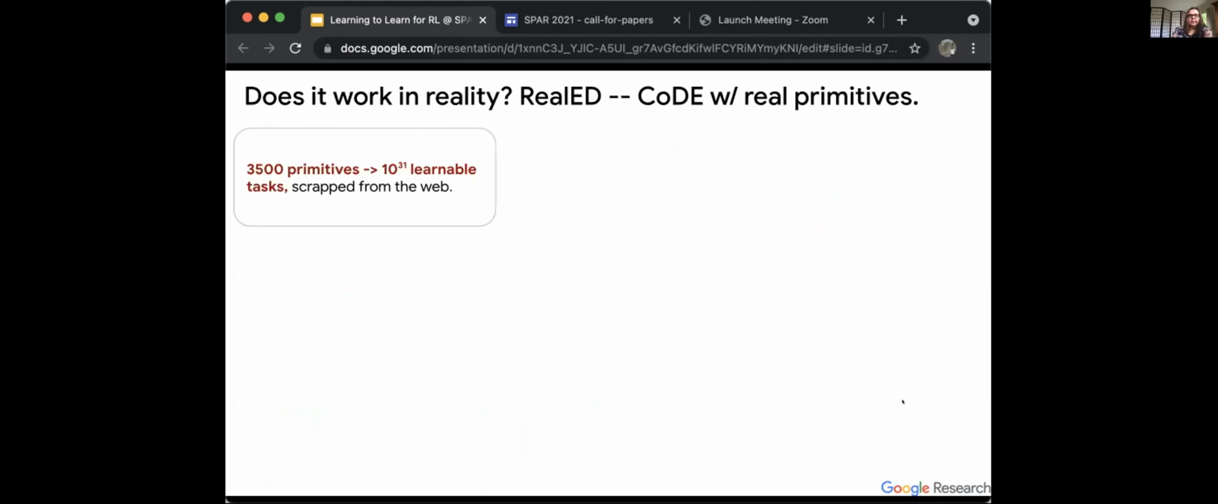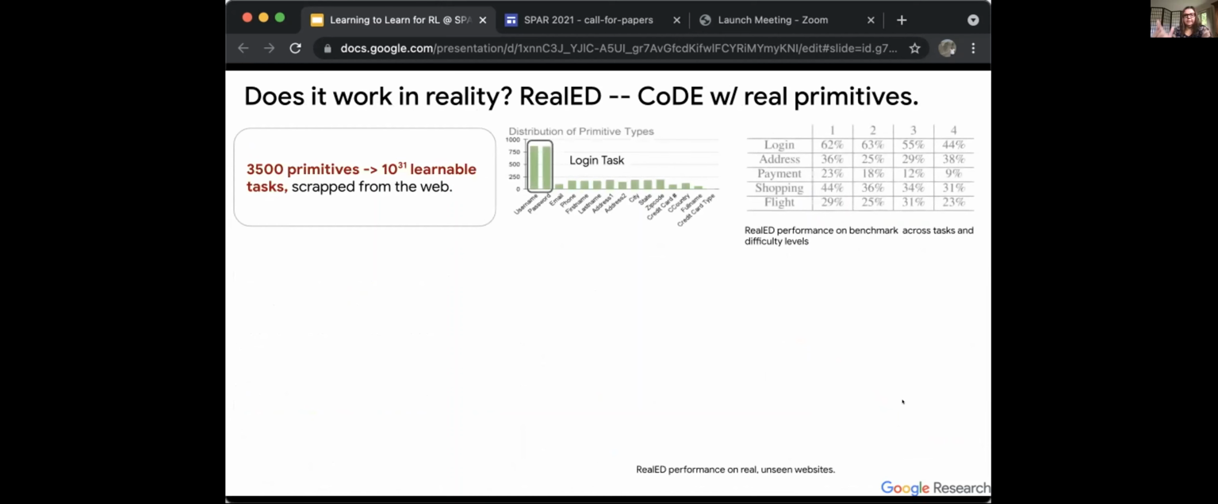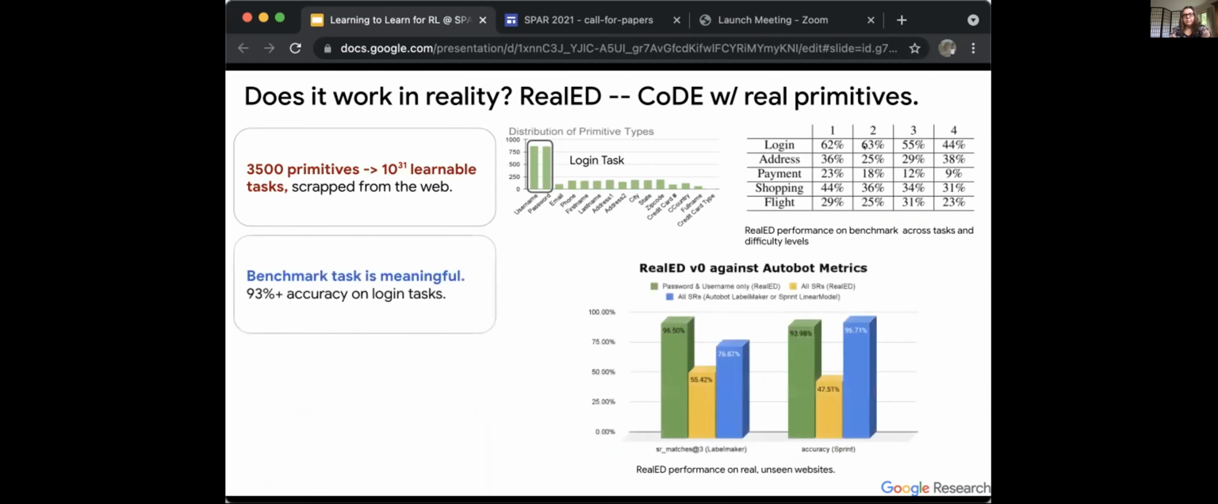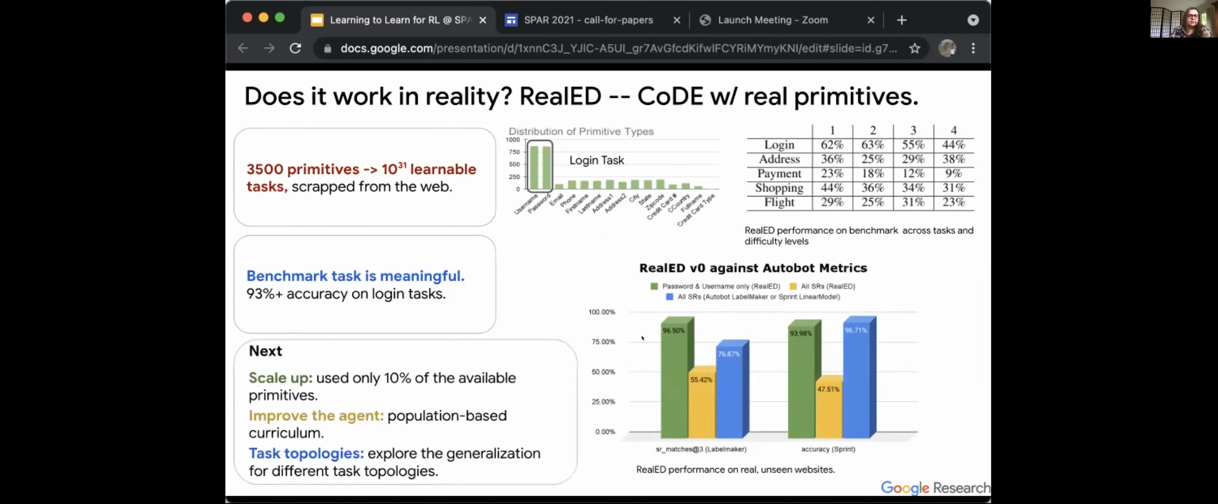So does it work in reality? We actually test on 3,500 primitives that were scraped off the web, which induces a task space of 10 to the power 30, mostly login tasks, for example logging into Twitter. The performance on the login task is about 50 to 60%, which is actually what we get on the benchmark as well. When we apply it on the target websites where the primitives came from, we're getting success rates in the 90s, which is very exciting. So the next question is, how do we improve the agents with population-based methods, and what are different task topologies?